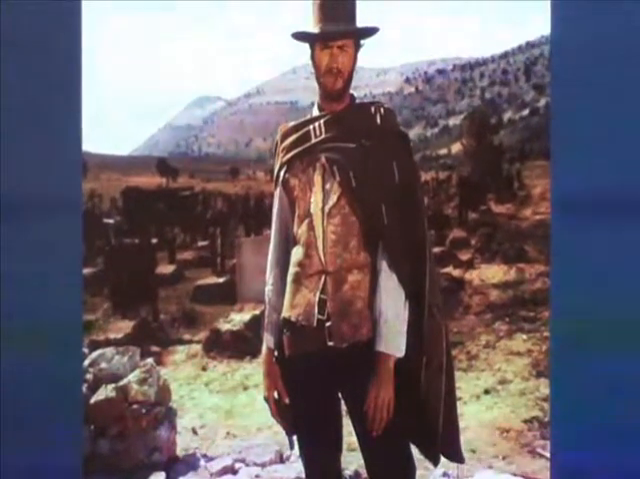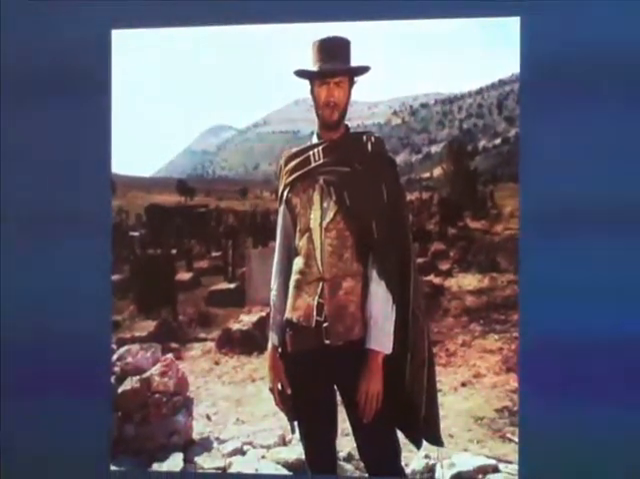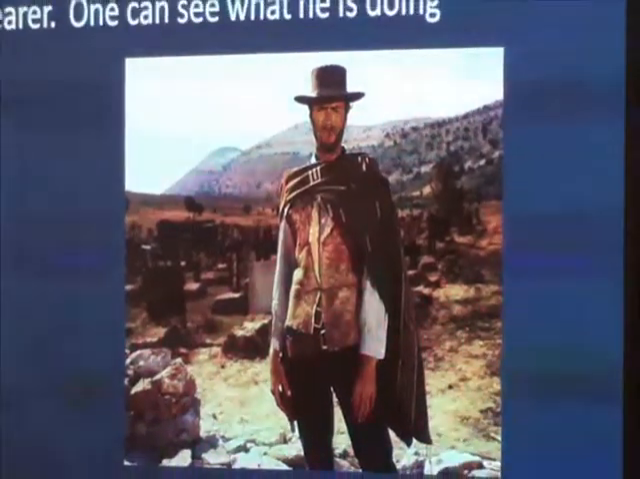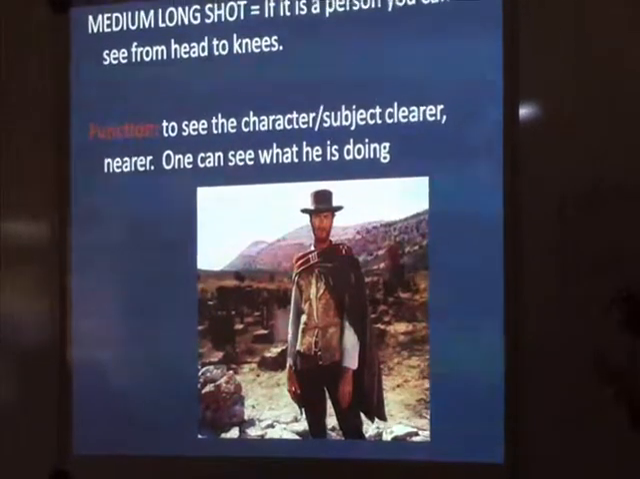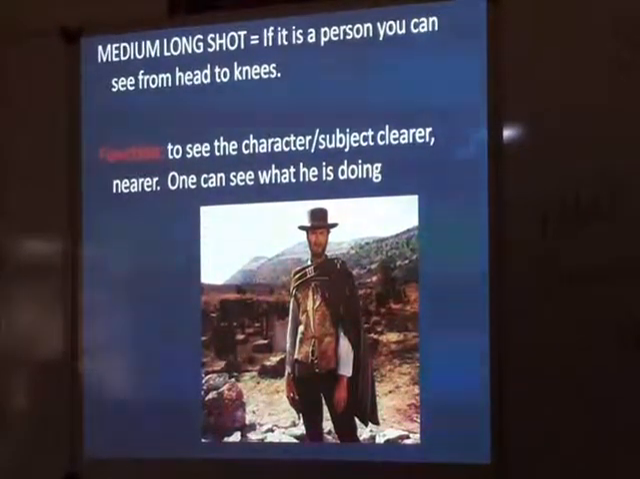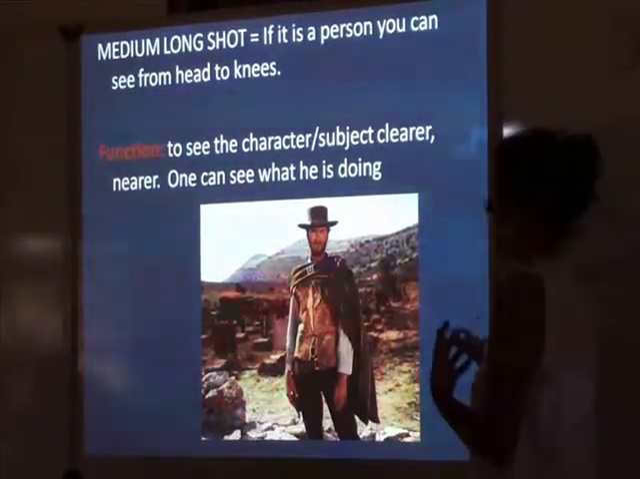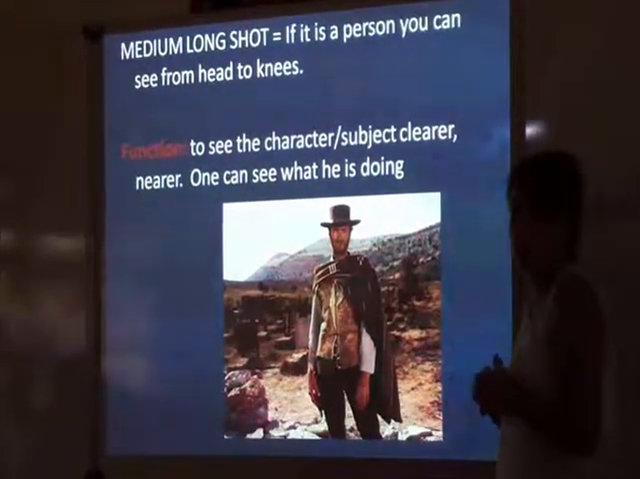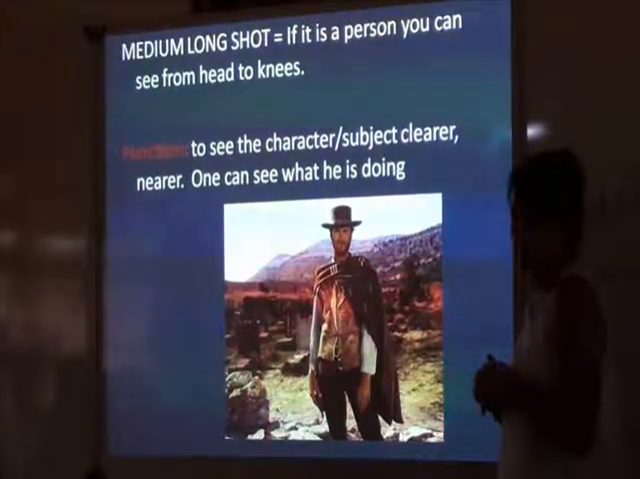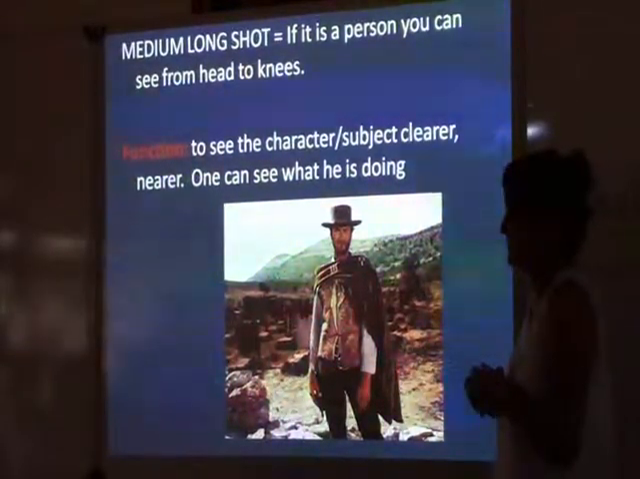Medium long shot chops off the person slightly. Generally the head stays and the feet disappear. Right? We can see this character and we can sort of see what he is doing. What is happening here that's noteworthy in this medium long shot? What's happening that's noteworthy?